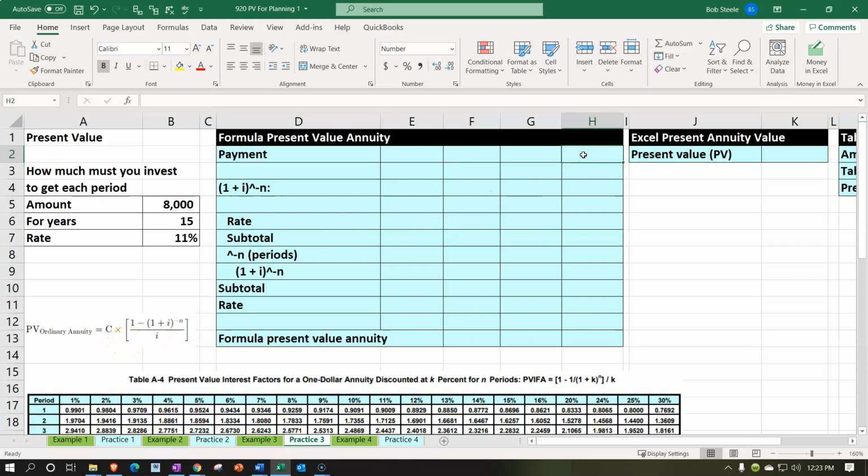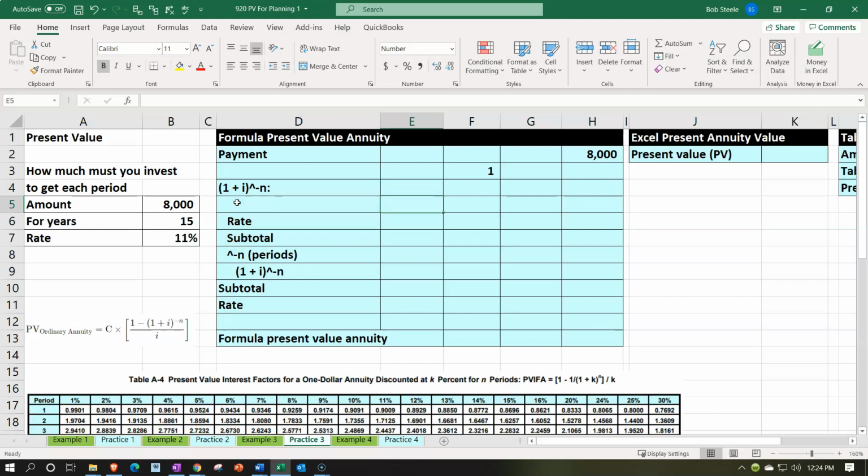So I'm going to say the payment is going to be C. We're going to say this is going to be 8,000. And then I'm going to take a look at the amount, that's going to be 1. We've got 1 minus all of this stuff happening. I'm going to put that in the inner column here, in column F, and I'm just going to put my 1 here. And then I'm going to put this whole thing, the 1 plus i to the negative n, in the inner column.